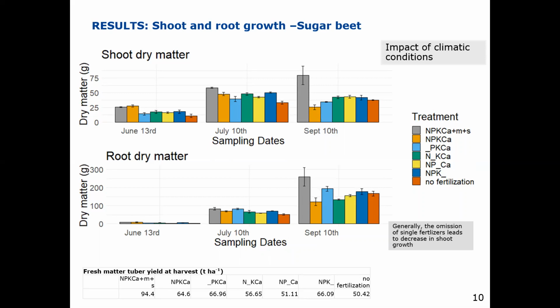Below, we have a table that presents the fresh matter tuber yield. Even if it's widely recognized that for sugar beet crop the most limiting nutrient is nitrogen, here the lowest yield was measured in the potassium deficient treatment. The highest tuber yield was, as expected, measured in the treatment fully fertilized with manure. We should also say that the fully fertilized treatment shows unexpected fresh tuber yield and also generally lower performance that starts in the 2nd sampling date.